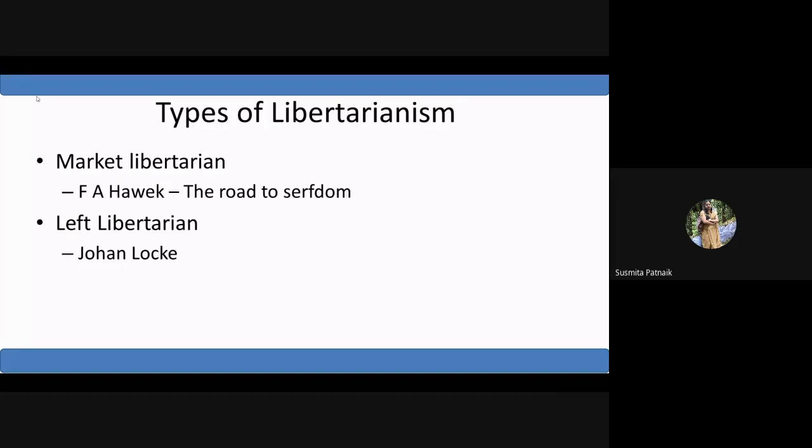Then there are different types of libertarianism, and in your syllabus we have the market libertarian and the left libertarian. There are two types of libertarian. Did you understand liberalism? Have you understood liberalism? Write in the chat box.